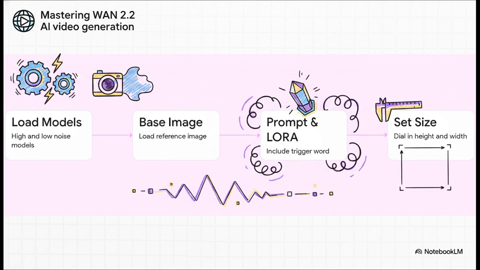All right, so how does this actually flow in ComfyUI once everything is set? It breaks down into 4 really straightforward chronological steps. Step 1. Just ensure your high and low noise models are downloaded and actually loaded into those nodes. Step 2, load up your base reference image. Step 3, type out your prompt.